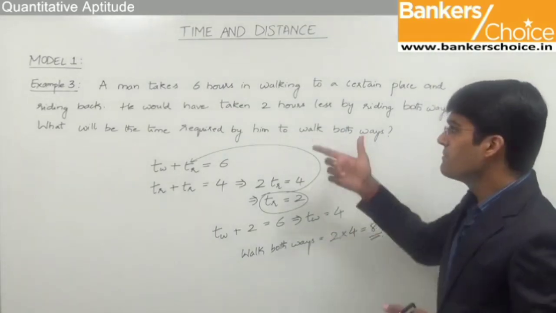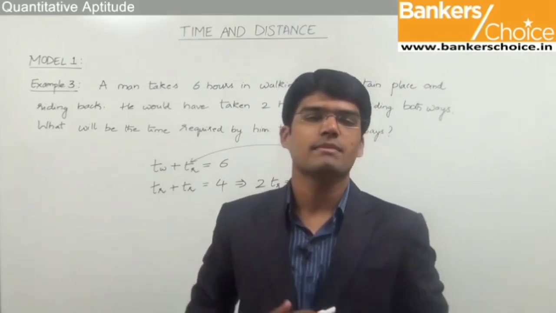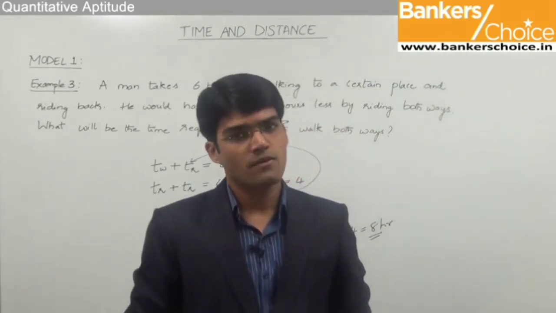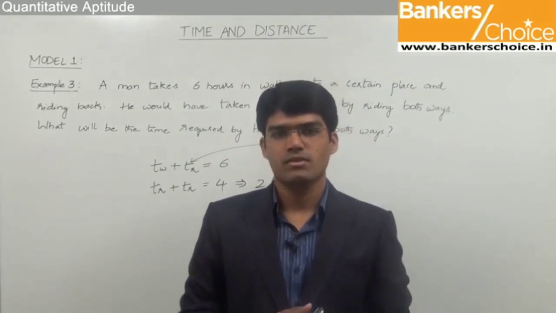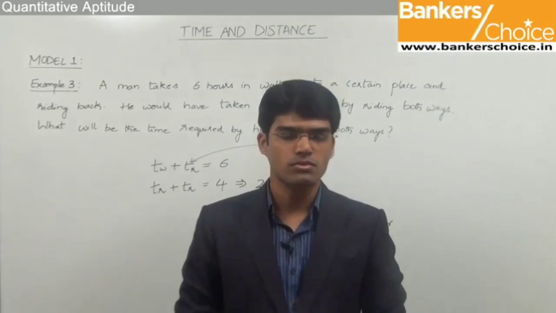Why? Because we simply know that to walk and to ride equal parts of the journey, the time taken is 6 hours. And to ride both the sides, the time taken is 4 hours, because it is 2 hours less. So for one side of the journey, the time taken to ride will be 2 hours. That is 4 by 2, 2 hours.